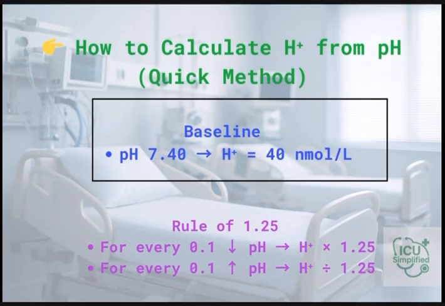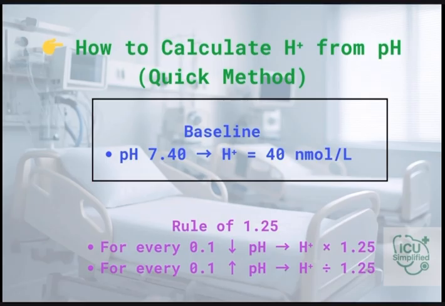Now, let's look at a quick and practical way to estimate hydrogen ion concentration from the pH. We use what's commonly called the rule of 1.25. For every 0.1 decrease in pH, the hydrogen ion concentration increases by approximately 1.25 times.